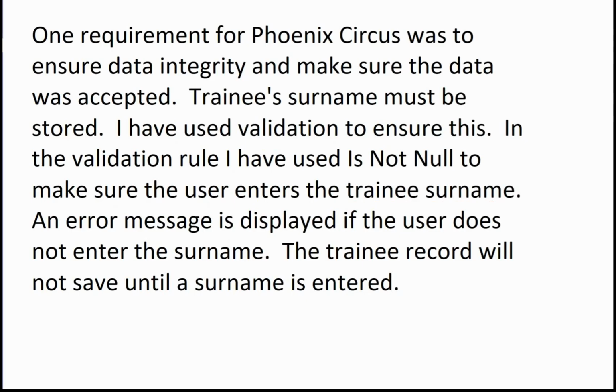Here's the first paragraph about the second part of the evaluation. One requirement for Phoenix Circus was to ensure data integrity and make sure the data was accepted. Trainee's surname must be stored. I've used validation to ensure this. In the validation rule, I've used is not null to make sure the user enters the trainee's surname. An error message is displayed if the user does not enter the surname. The training record will not save if the surname is not entered.